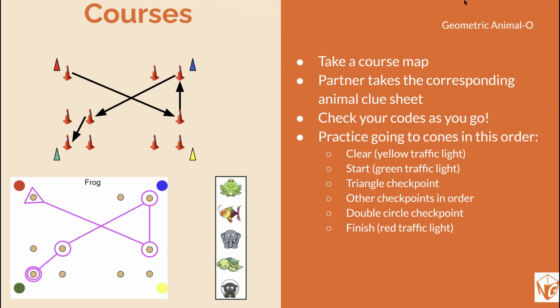Finally, they can do courses. This is a 5 checkpoint course, and it's labeled with the word frog, which means that it corresponds to the frog clue sheet. Pairs of students, one should take the map, the other the clue sheet. The one with the map should navigate, and the one with the clue sheet can check that they are going to the correct cones. If there are any pairs that are struggling, have them work with students who understand how to do it.